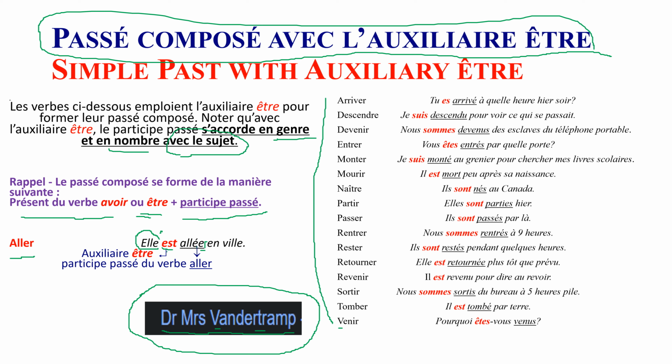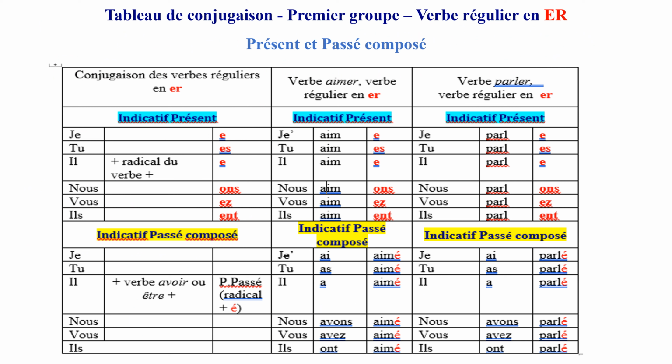And the T here is for the verb tomber. So all you need to do, remember Dr. Mrs. Van der Tramp, and each letter here corresponds to a verb here. Don't let this table scare you. It's very simple. I'm going to explain it to you and you'll see how easy it is.